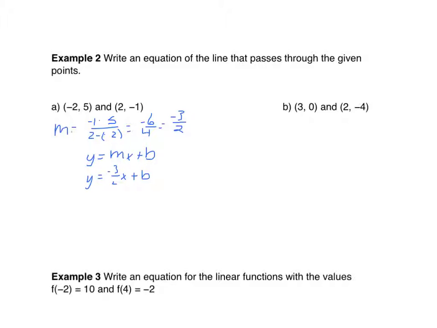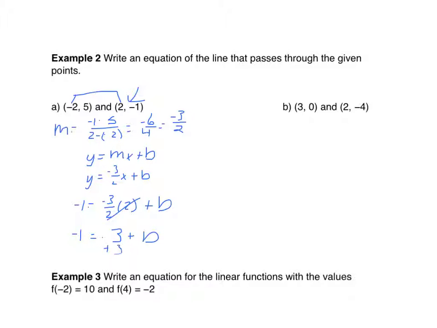Then I plug in my coordinate point. It does not matter which one, either one will give you the correct answer. I'm going to choose this one right here. So I'm going to say -1 equals -3/2 times 2 plus b. Notice my 2's just cancel out. So then I have -1 equals -3 plus b.